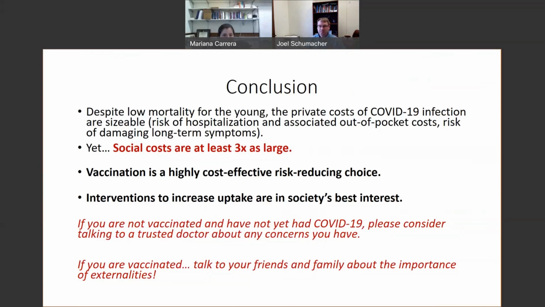So I'll end with a plea that if you are not vaccinated and you haven't yet had COVID, please consider talking to a doctor about it. Talk to a doctor you trust about any questions or concerns you have. And if you are vaccinated, I urge you to talk to your friends and family about the importance of externalities, about the importance of keeping each other safe.